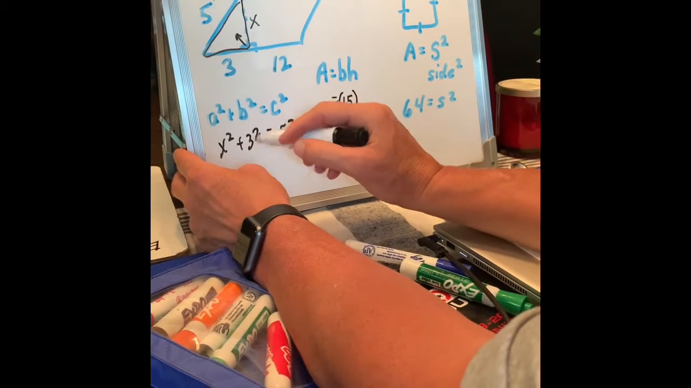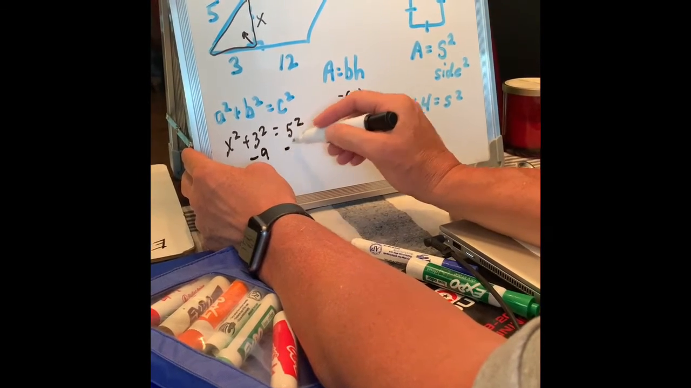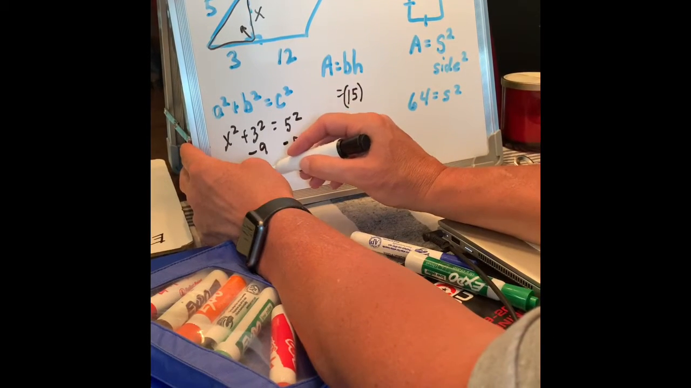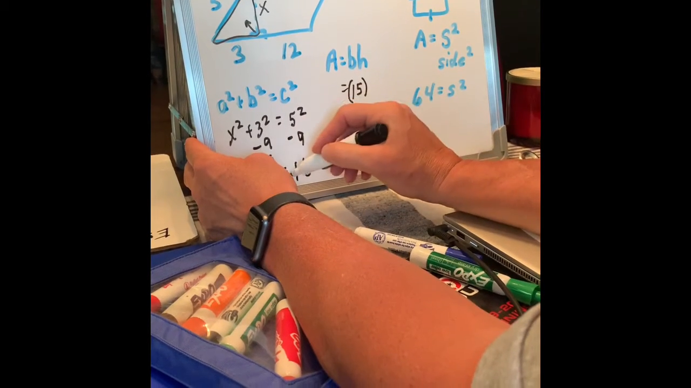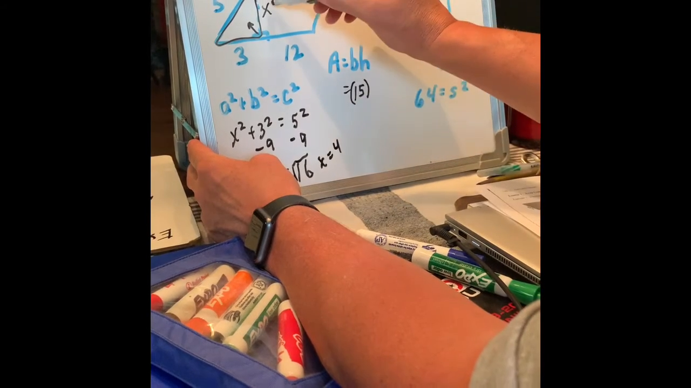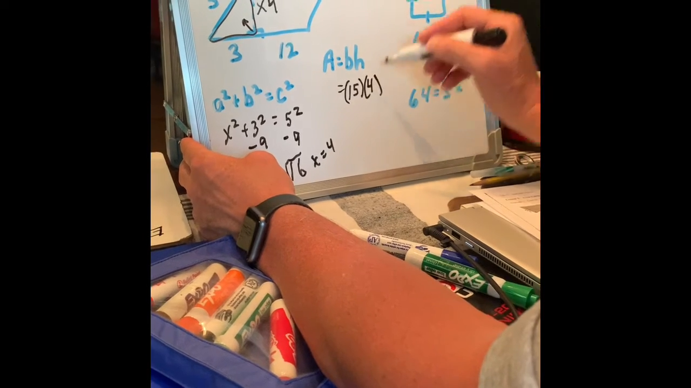What's 3 squared, Mace? 9. Good. 25 minus 9. Yes, 5 squared is 25. I know I skipped a step there. Equals 16. Square root is 4. So our height is going to be 4. So it's going to be 15 times 4.